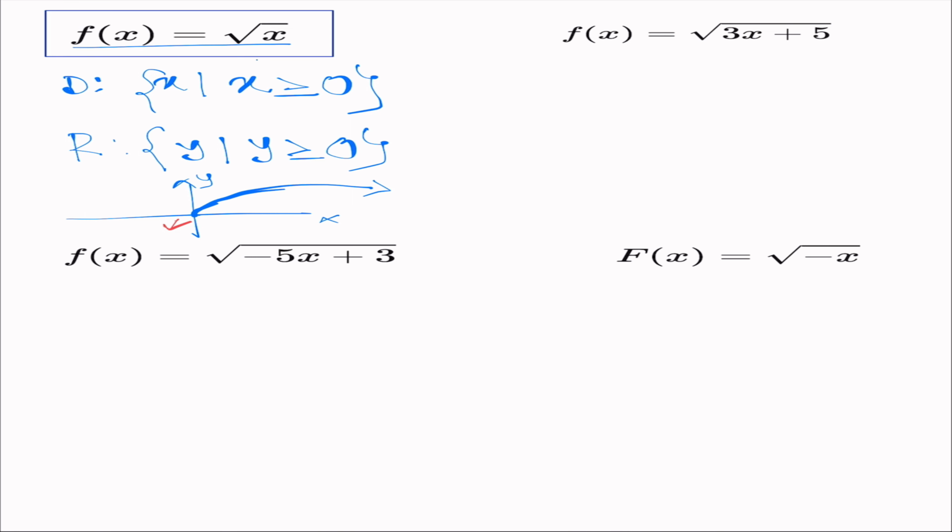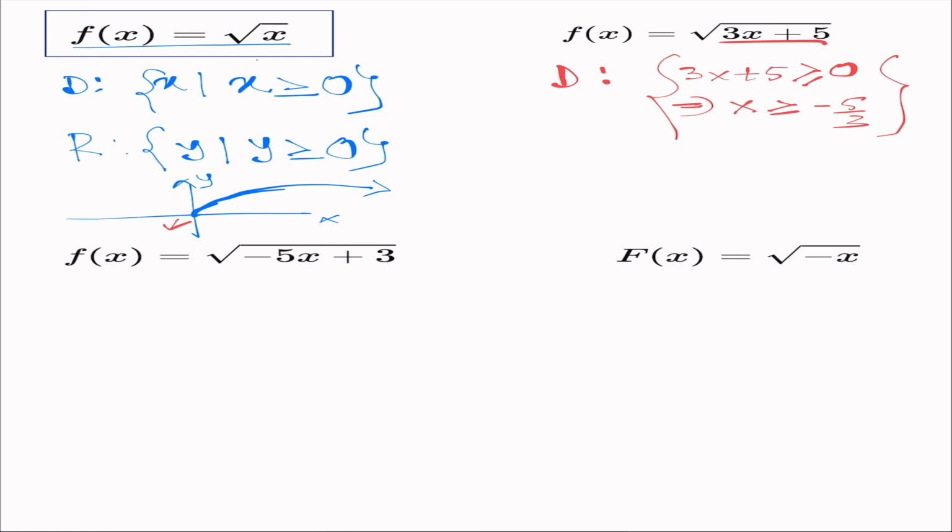Let's do y equals the square root of 3x plus 5, okay? What will happen in this case? For the domain and range of this function, the domain will be as follows. This expression has to be more than or equal to 0. So 3x plus 5 is at least 0, okay? So what do we get? When you solve it, x is at least negative 5 over 3. So this will be your domain.